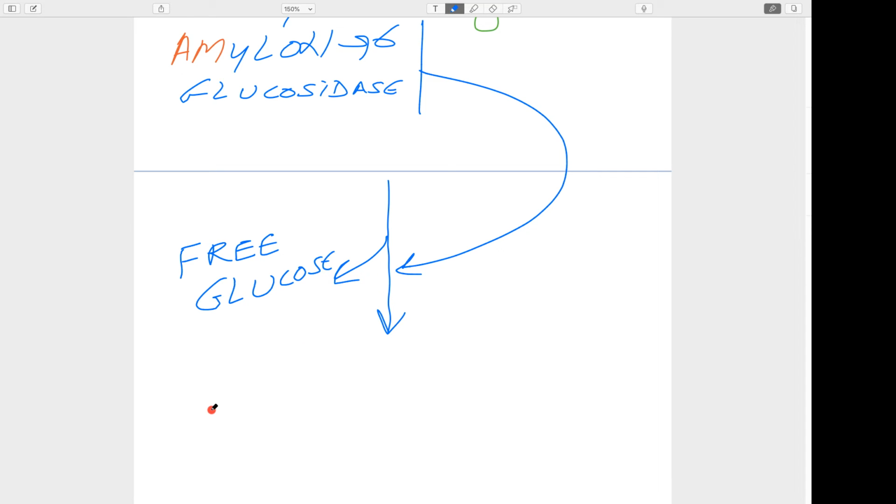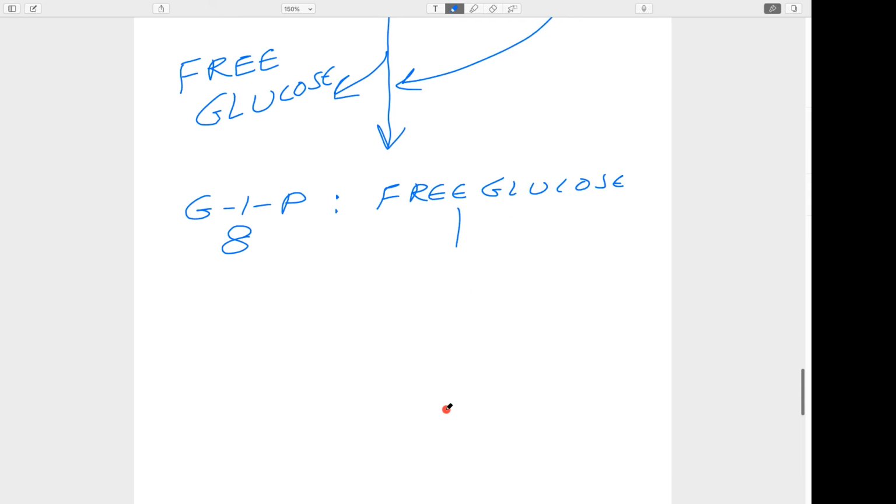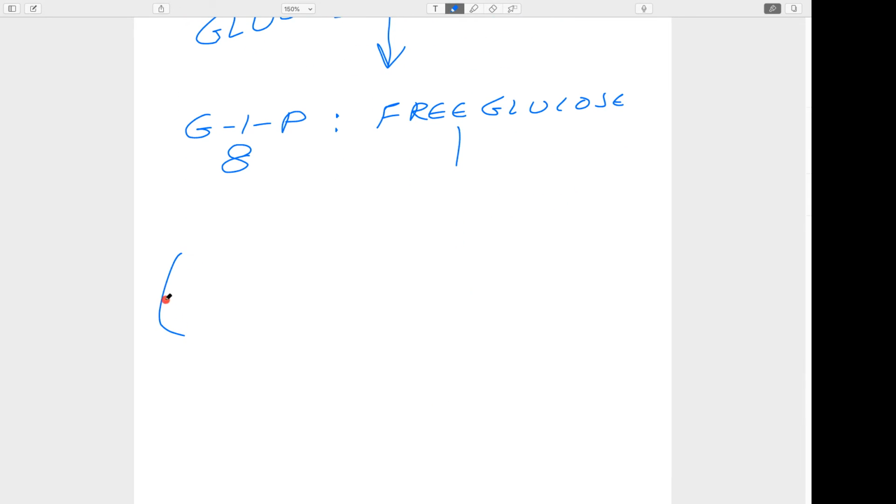Generally, for about 8 glucose 1-phosphate released, the ratio of free glucose is 1. As I said, branching occurs about every 12 residues, so based on that, around 8 glucose 1-phosphate are released for 1 free glucose. Ultimately, what will happen? Here, again, I am writing here again.